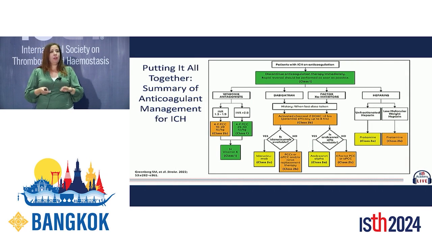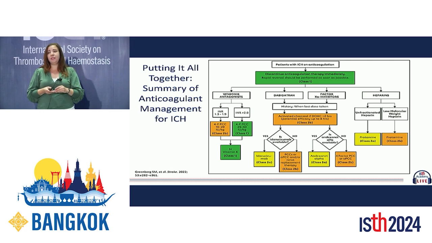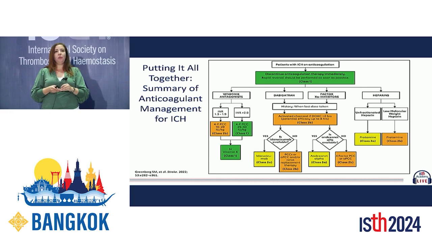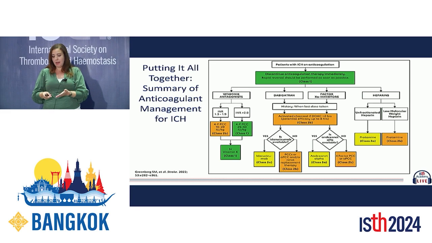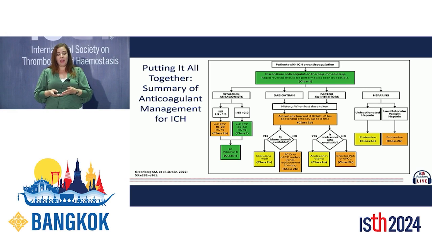So this is a slide. We're going to focus a little bit on intracranial bleeding just because of some of the data that's recently come out. This is from the 2022 AHA-ASA guidelines that make recommendations around how to manage anticoagulant-related bleeding. You can see vitamin K antagonists, dabigatran, factor Xa inhibitors, and heparins on here. Let's focus in on the DOACs for the purposes of this talk. Right there on the fourth box from the top, you see, when was the last dose taken? Most important thing you're going to ask right away.